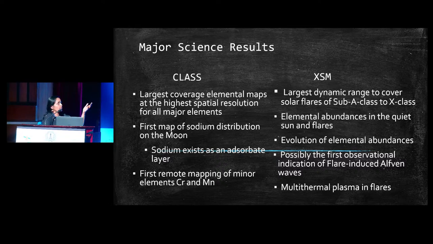XSM independently is also looking at elemental abundances in the quiet sun and flares. And you heard from Vishwajit how the coronal abundances in the sun evolve during a flare, and possibly the first observational indication that flares induce Alfvén waves, and also the multithermal aspect of plasma in flares.